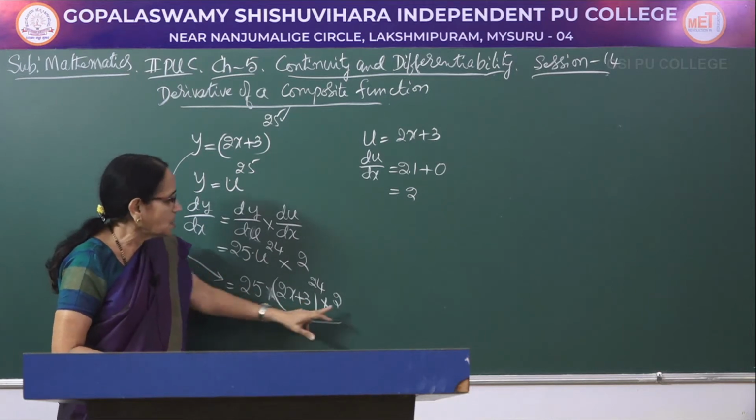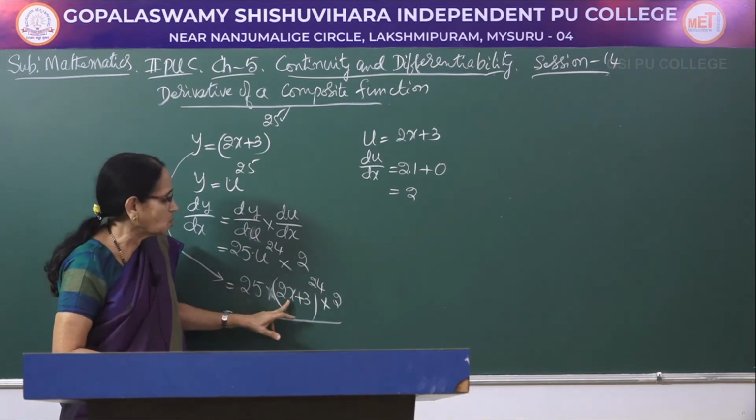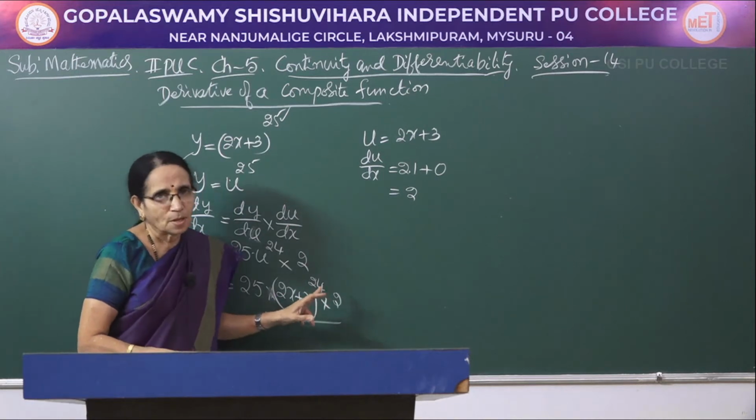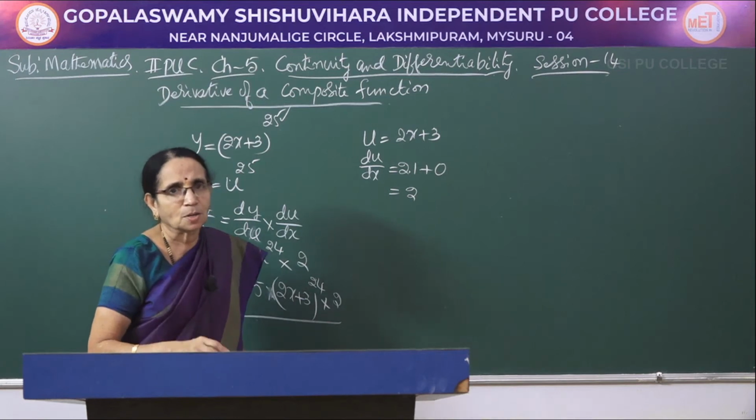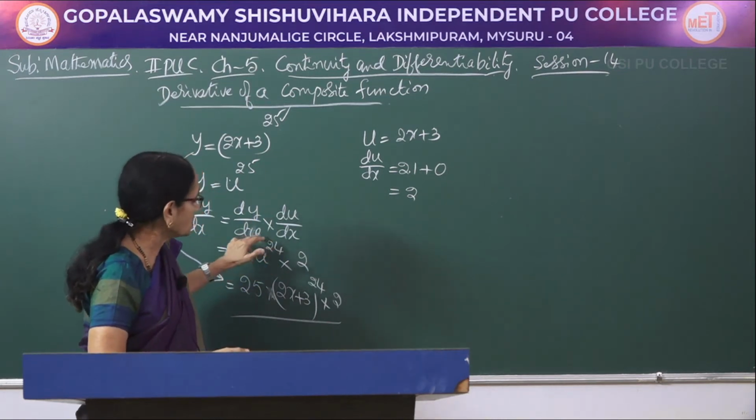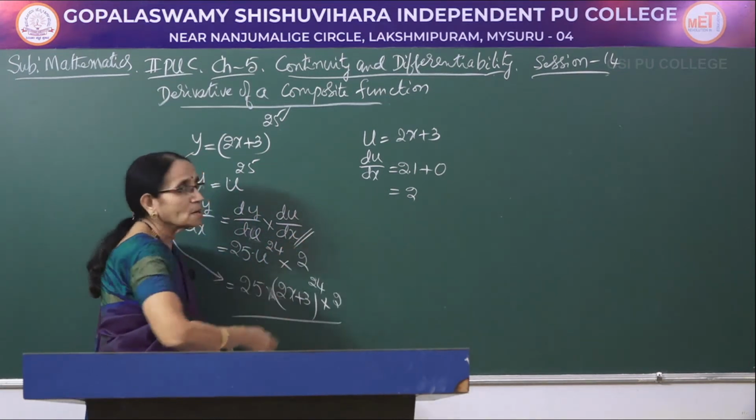Now you can multiply 25 2s are 50 into (2x + 3)^24, because such problems are usually asked for a 1 mark question. But the calculation takes like this, and this is known as the chain rule.